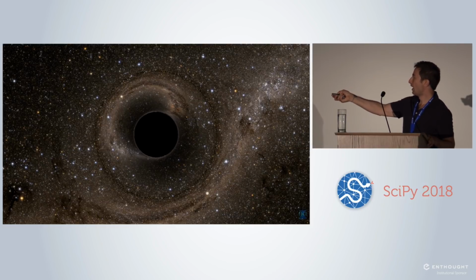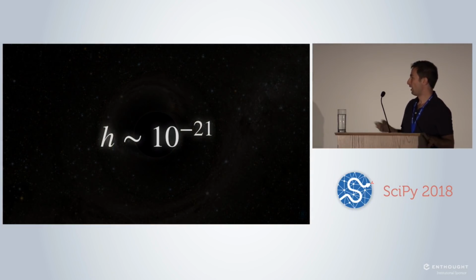And if you calculate how strong these gravitational waves would be for a source in a not too distant galaxy, and how strong the gravitational waves would be at Earth, you get a strain of 10 to the minus 21.